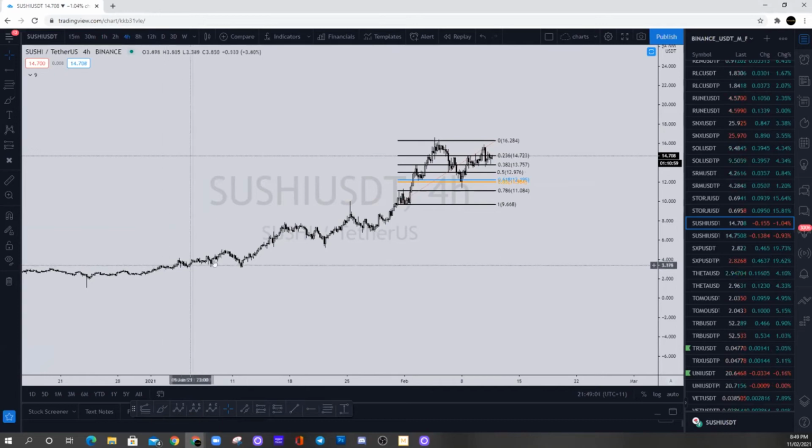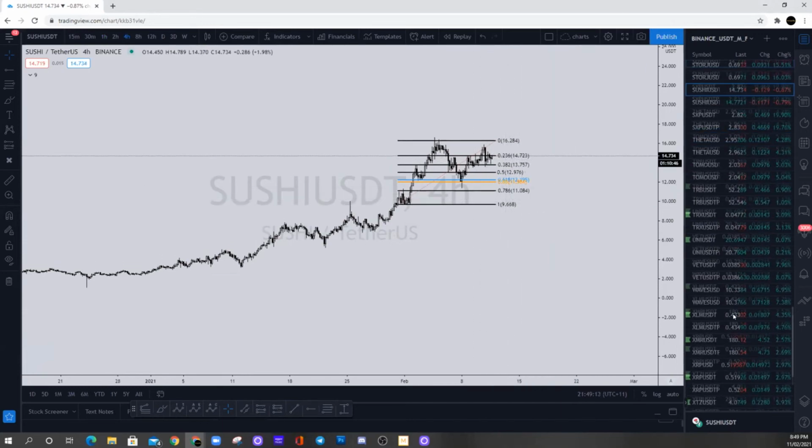Sushi, right? Nice, beautiful uptrend. The numbers just make sense, right? Everything's going up. It's pretty smooth. You can see the psychology in the market. You can see people buying. You can see people selling. You can see what's happening.